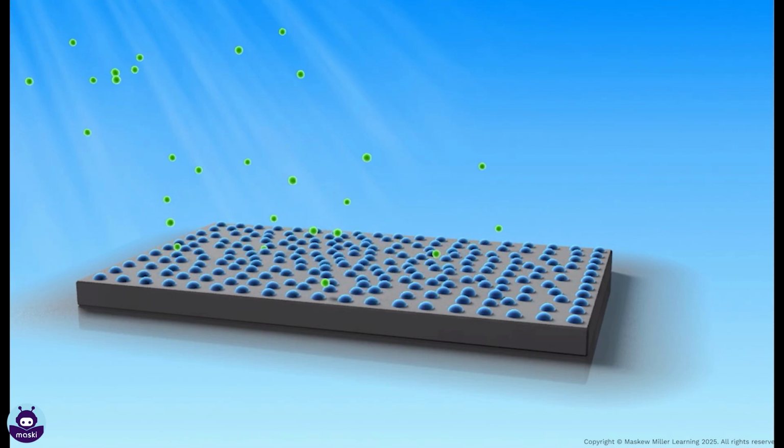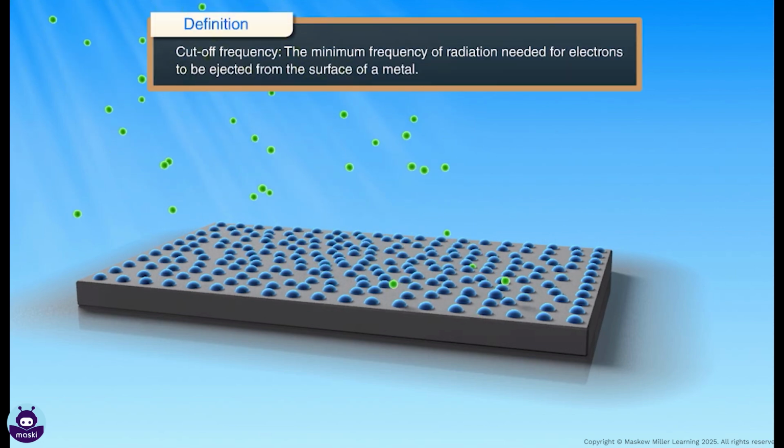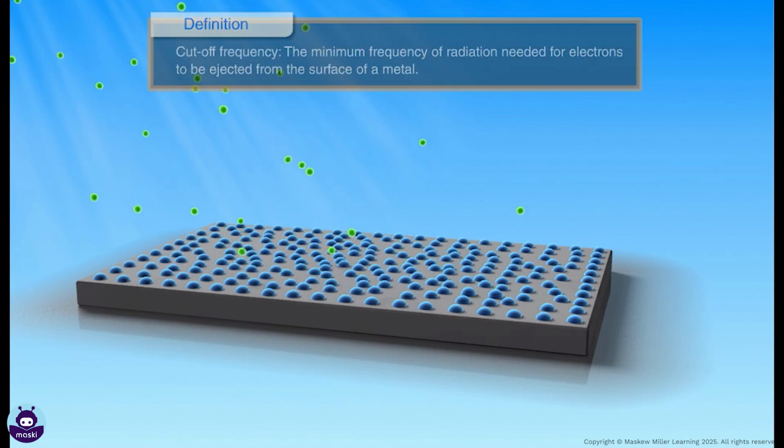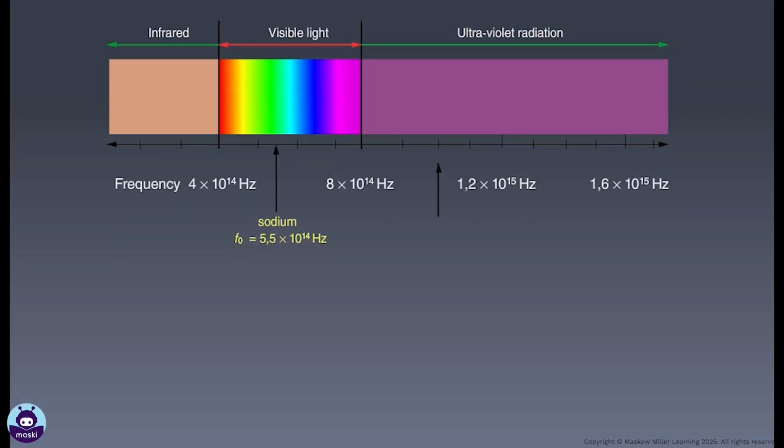If the frequency of light that is shone on the zinc metal is reduced to green light, the phenomenon is not observed. Therefore, a certain minimum frequency of radiation is needed, called the cutoff frequency, for the photoelectric effect to be observed. The cutoff frequency is denoted by f0. The photoelectric effect cuts off below this frequency.